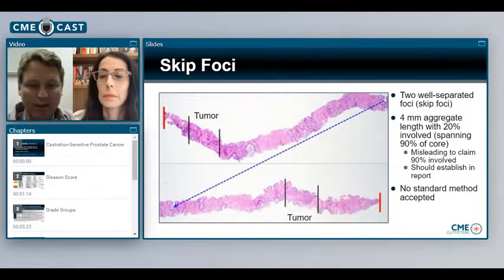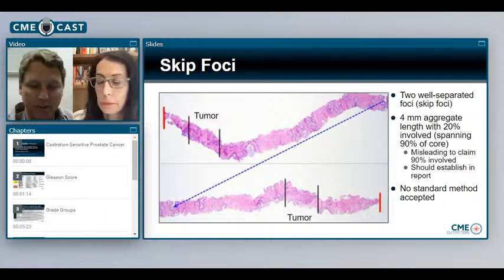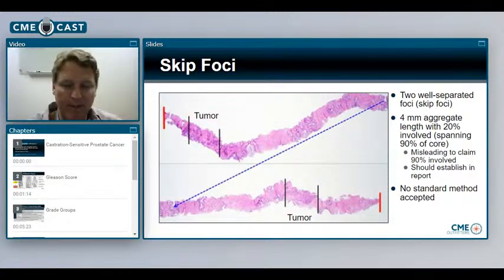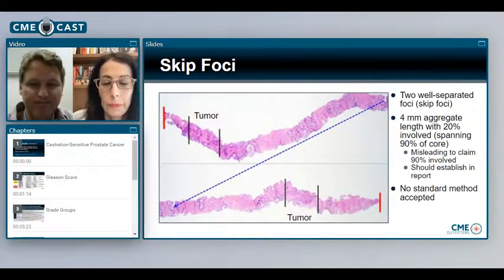If you have a core that says 90% involvement, but in reality it's not, two tiny foci, you're not going to have enough tumor to do genetic studies on. So it's very helpful to have that distinction in the report and how you're actually measuring this.